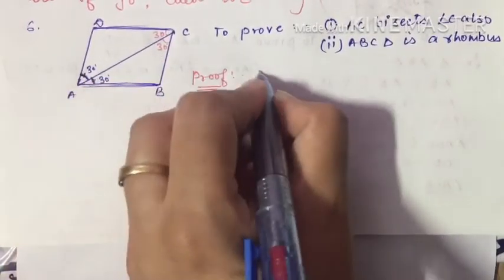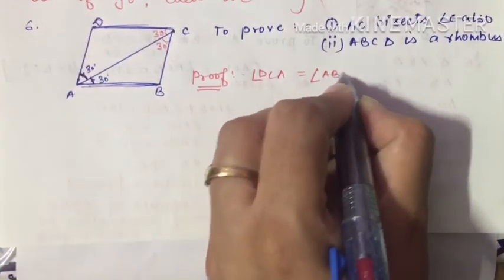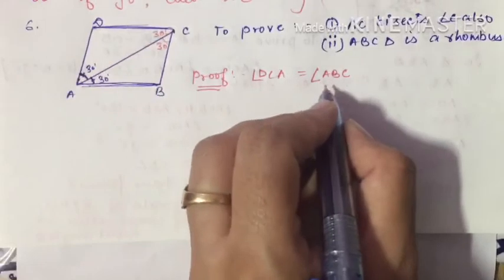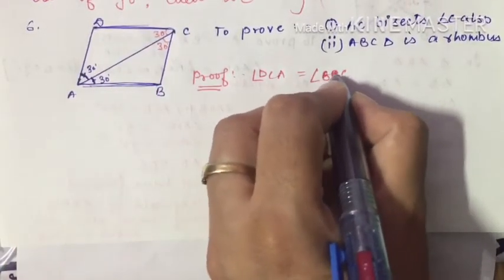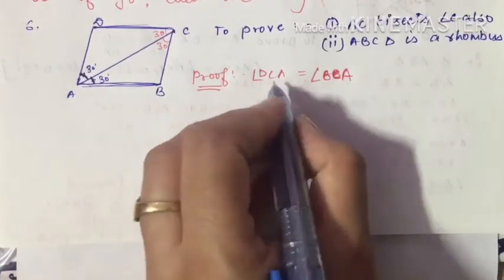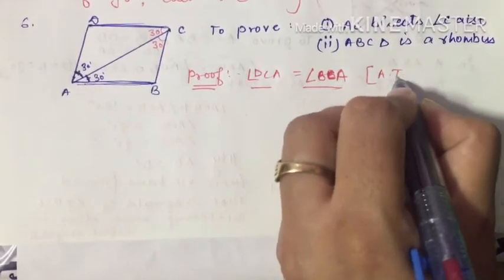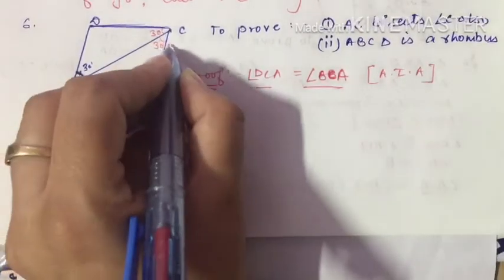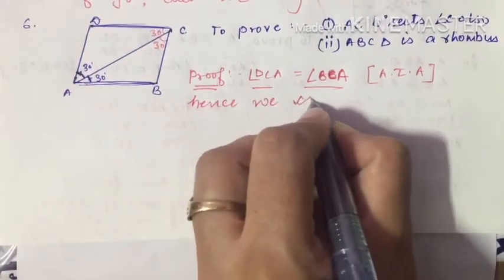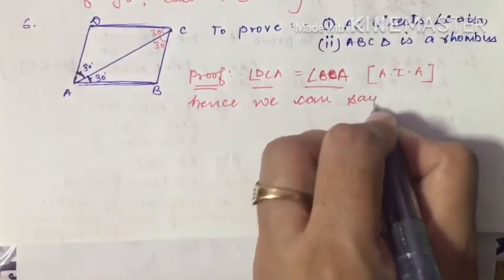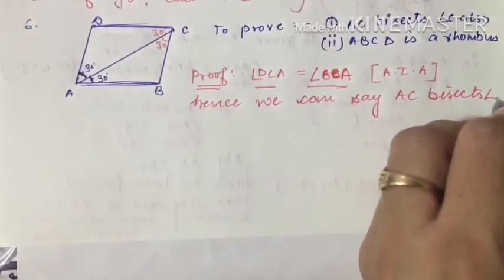Then you may write, if you want to show the proof of this, you may write angle DCA is equal to angle BAC. Both angles are given, both angles are equal just because of alternate interior angle. Both angles are equal, hence we can say that AC bisects angle A. It was very simple to prove.